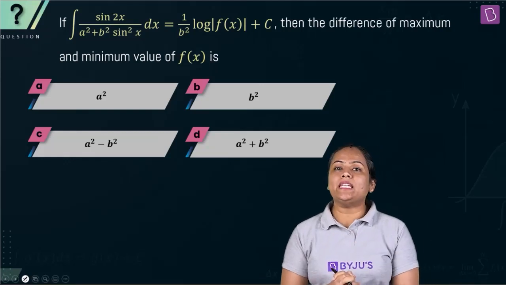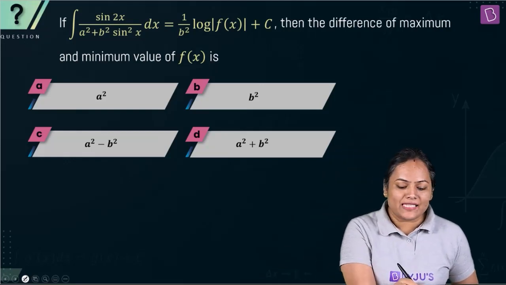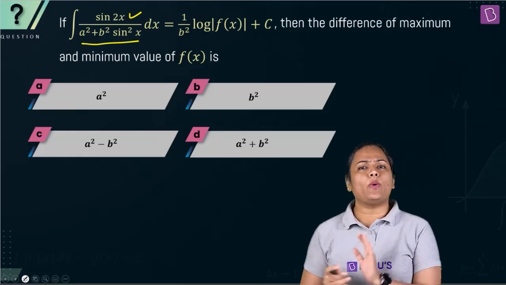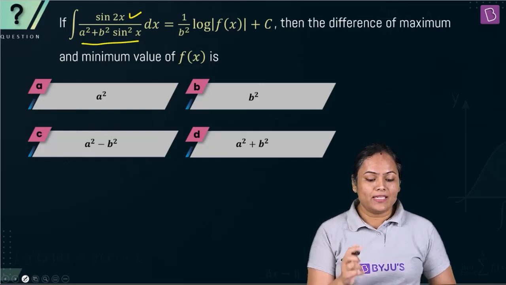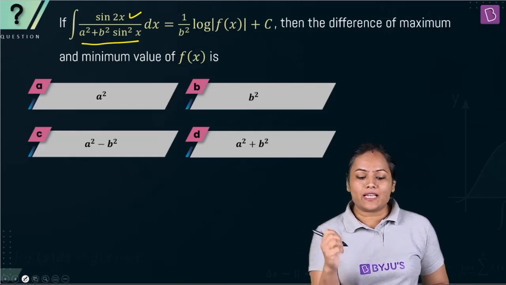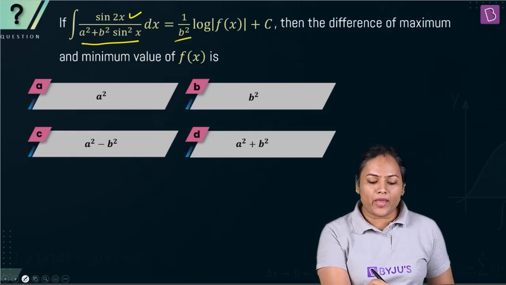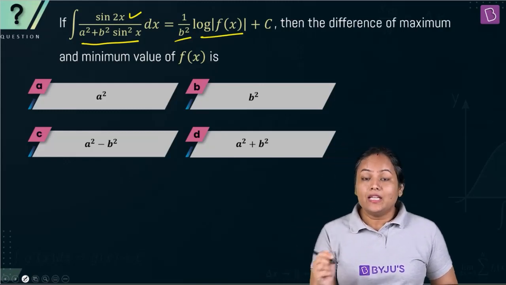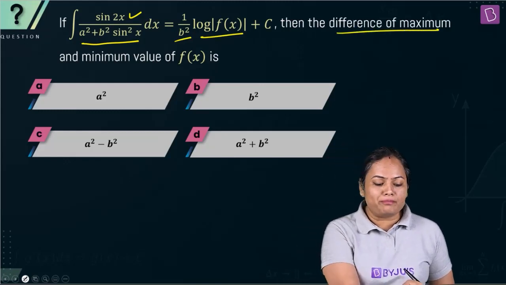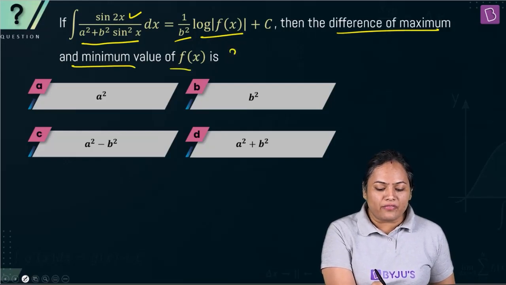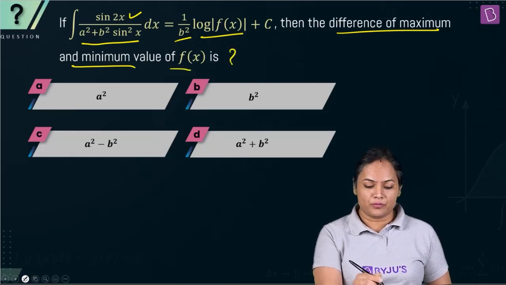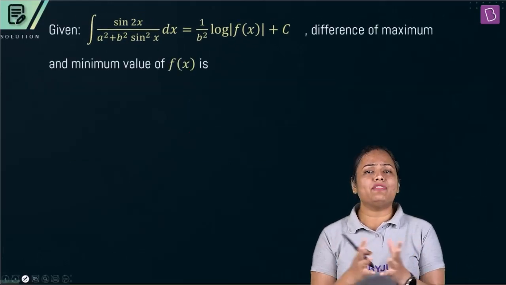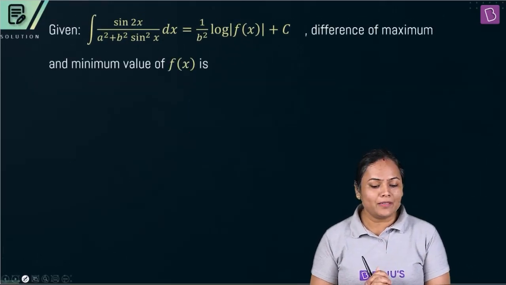Well, the question here is integral of sine 2x divided by a square plus b square sine square x dx. And it is given that it is equal to 1 by b square log of mod fx plus integral constant c. Then the difference of maximum and minimum value of fx is being asked. And to find this difference, obviously, I have to find fx first, right?